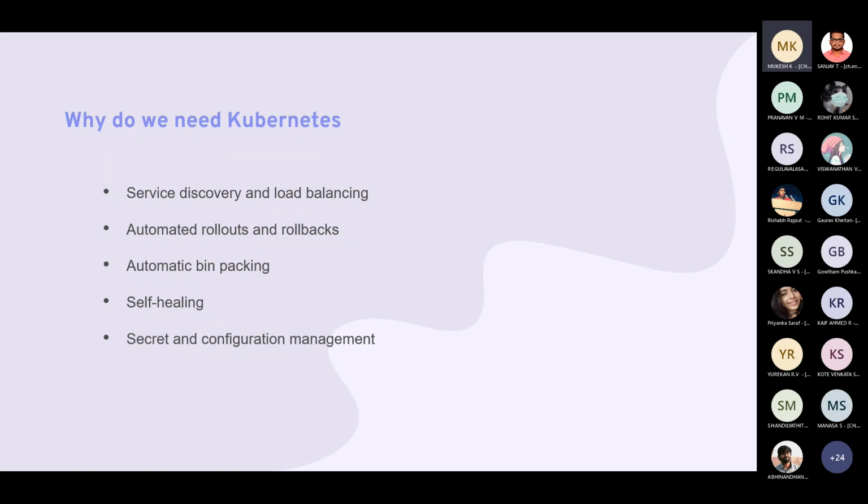And finally we have secret and configuration management. Kubernetes helps us store and manage sensitive information like passwords and OAuth tokens. You can deploy and update secret keys and configuration without rebuilding the container itself. Let us say we change the OAuth keys or password, we don't need to deploy it again from the starting. It will automatically rebuild itself without deploying from the starting point. So these are the important features provided by Kubernetes.